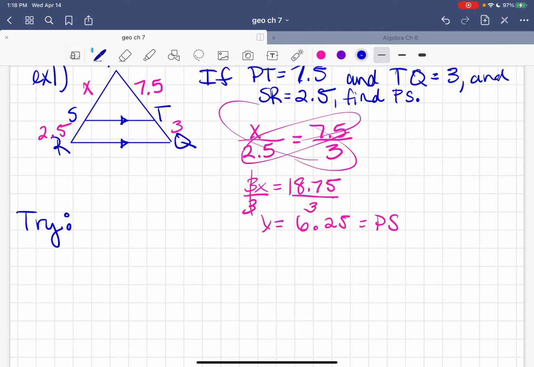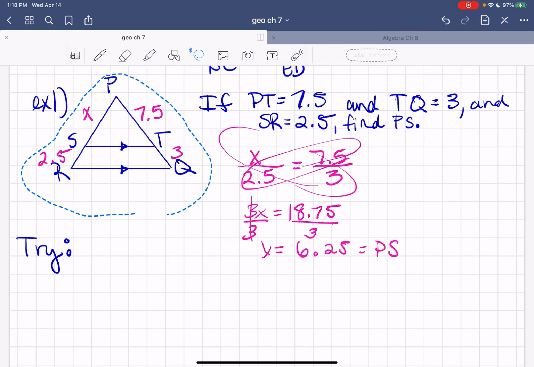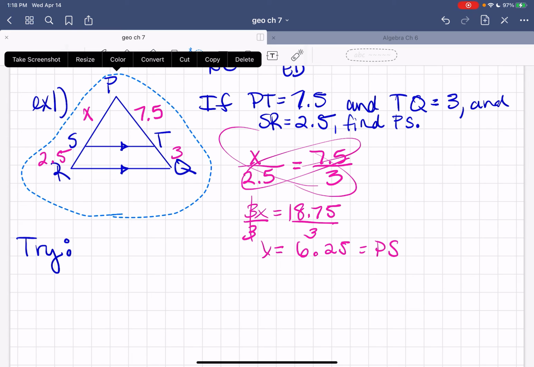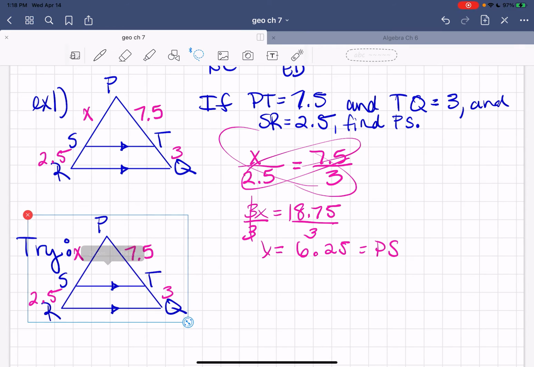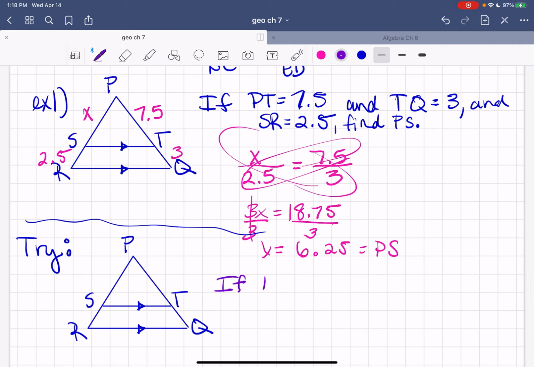We are going to use this shape again, but I'm going to give you different side lengths. Okay, so instead of these, I'm going to say if PS equals 12.5, SR equals 5, and PT equals 15, find TQ.